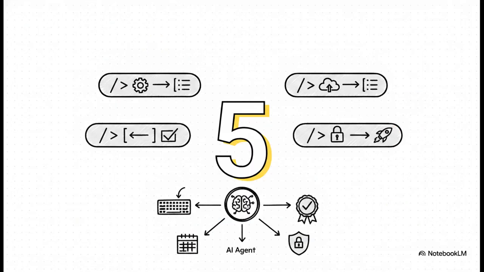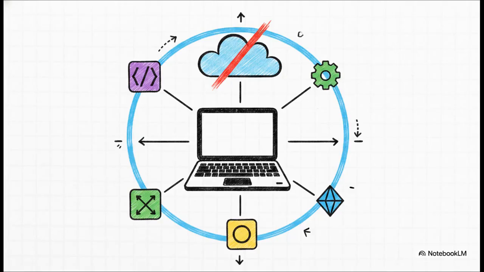Next up is 5. This number represents your 5 core slash commands. We're talking commands like /create_plan, /validate_plan, or /commit. By typing just one of these, you trigger an entire instantaneous automated workflow. The agent asks a couple of quick clarifying questions, and then boom, it takes over the rest of the heavy lifting.